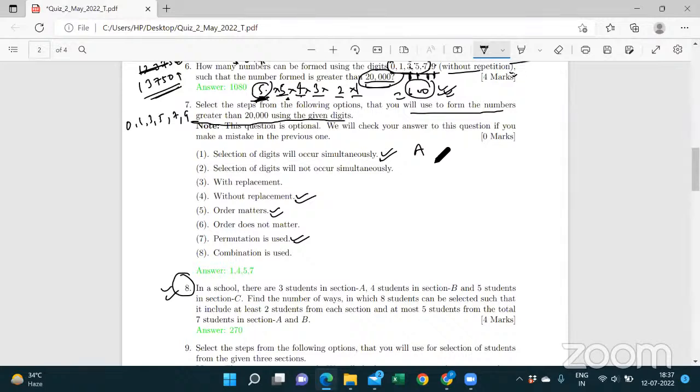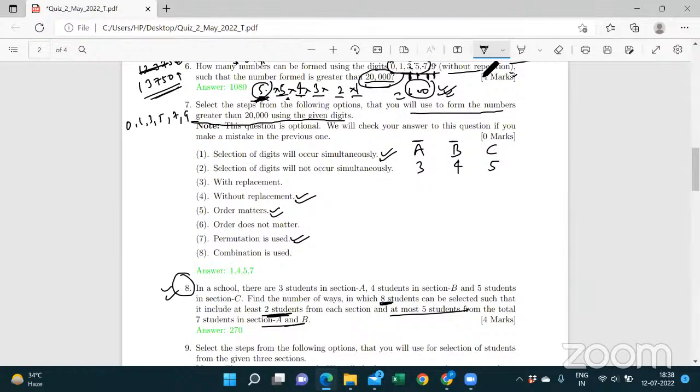See, here are the 3 sections, sir: A, B, C. Section A has 3 students, section B has 4, and section C has 5. We have to select 8 students in total, including at least 2 from each section, and at most 5 in total from A and B. So it will be at least 2 from each, with the condition that in A and B the total must be at most 5. It can be 4, but at most 5.